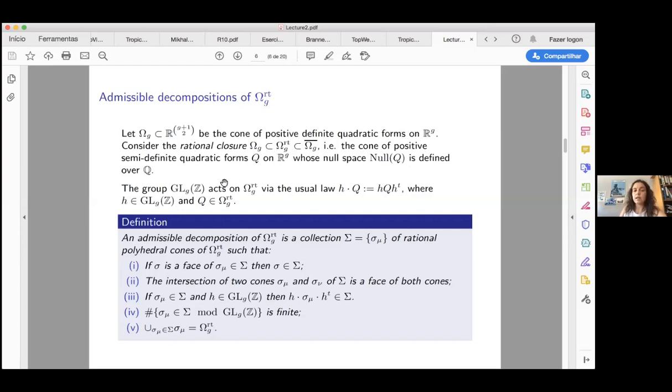Over this cone, we can act via the group GL_g(Z), acting via the usual law, Q goes to H Q H transposed. And so now we are all set to define the admissible decompositions, which are the combinatorial data that we have to define. We have a question: is the null space the set of null vectors or the kernel? Sorry, it's the kernel, yeah.